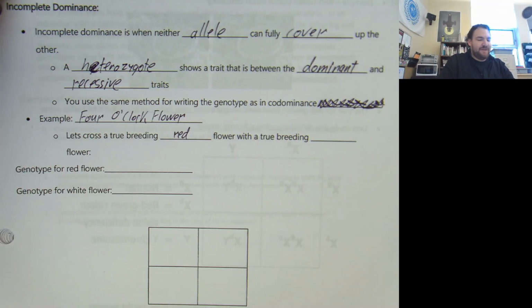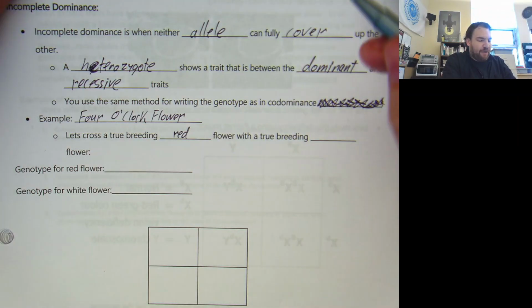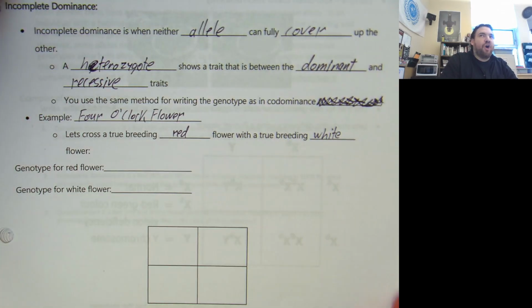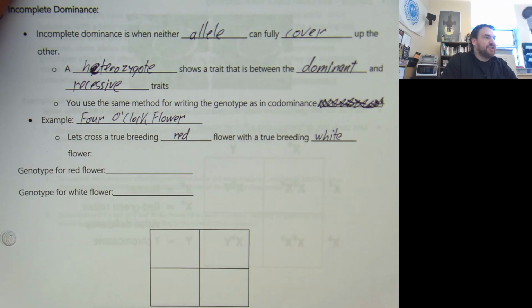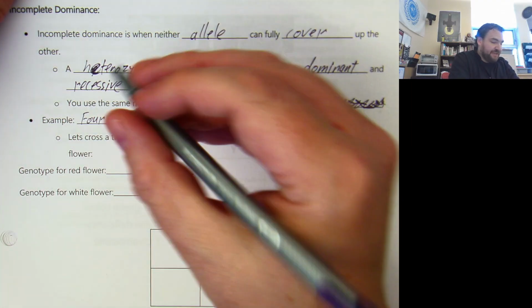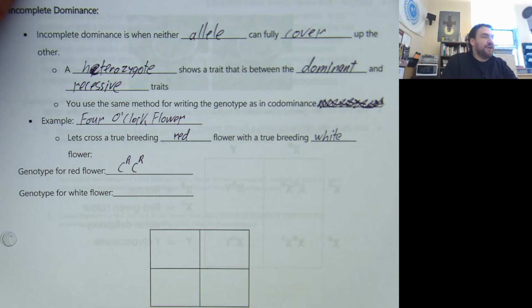Scribble it out. Okay, so four o'clock flower is true breeding. Means it breeds with predictable results. We're going to take a true breeding red flower and we're going to breed it with a true breeding white flower. Now, the traits here are incompletely dominant. And so we use the same notation for incomplete dominance that we do for codominance. So the red flower is going to be C capital R, C capital R. C for color, R for the dominant trait.